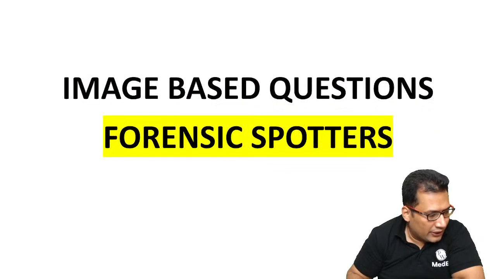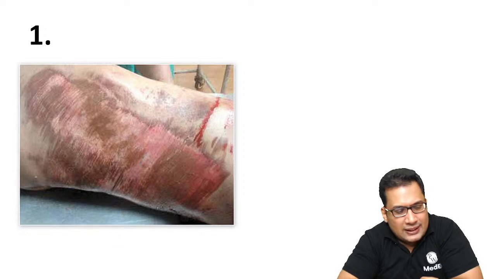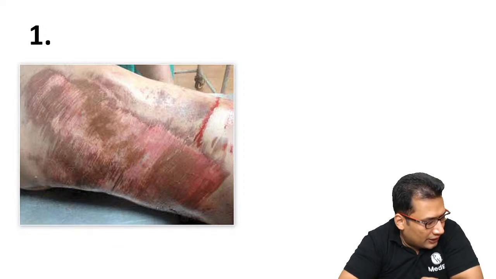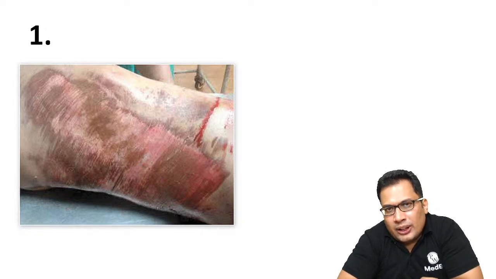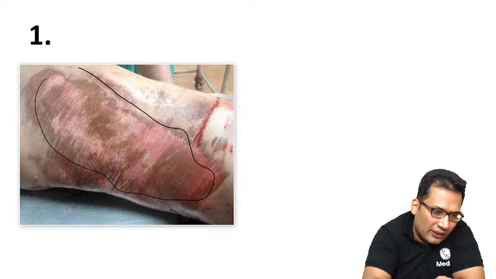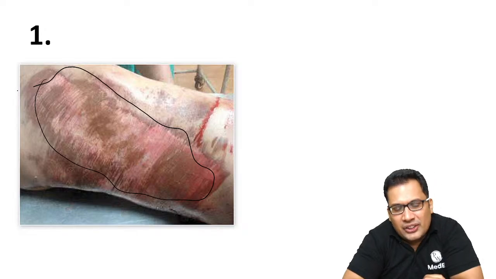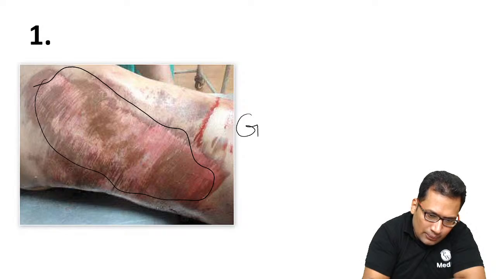Now some image based questions. Now look at this. Identify what type of abrasion this is. It's a case of road traffic accident. Because of the friction between the surface and the skin, you can see loss of the upper part of the skin. It looks reddish in color. What type of abrasion is this, guys? Very good. So this is your graze abrasion. Graze abrasion. Good.